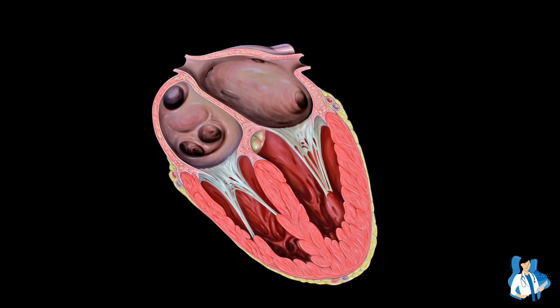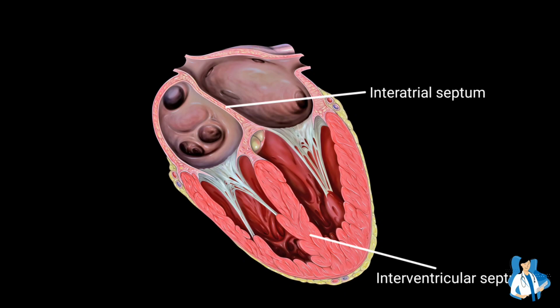Now let's talk about internal structure. The inner view of the heart shows the septum that separates the right side of the heart from the left side of the heart. There are two septums present. First, the interventricular septum that separates the two ventricles. Secondly, the interatrial septum that separates the two atria from each other.